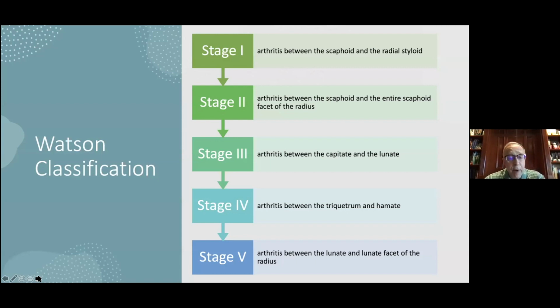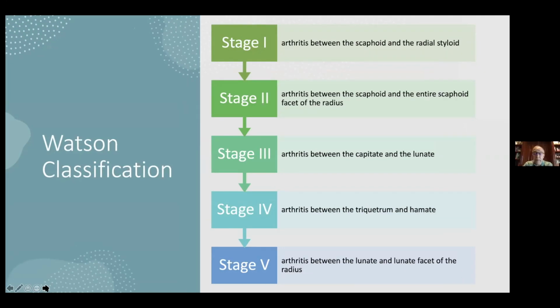The term slack wrist was popularized by Kirk Watson, who is a hand surgeon in Hartford, Connecticut. And he classified it into various stages. It's a progressive thing. Stage 1 is arthritis between the scaphoid and the radial styloid of the radius. Stage 2 is arthritis between the scaphoid and the entire scaphoid facet of the radius.